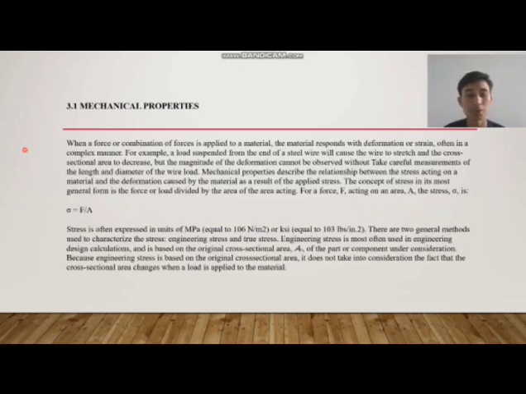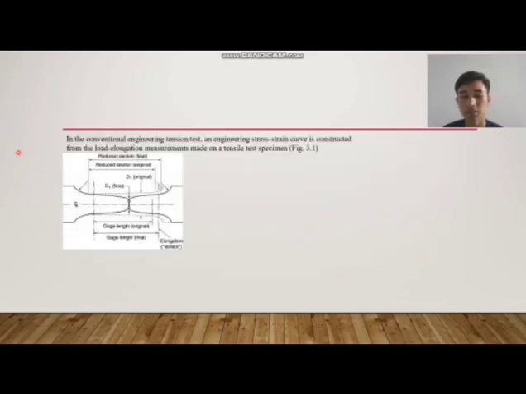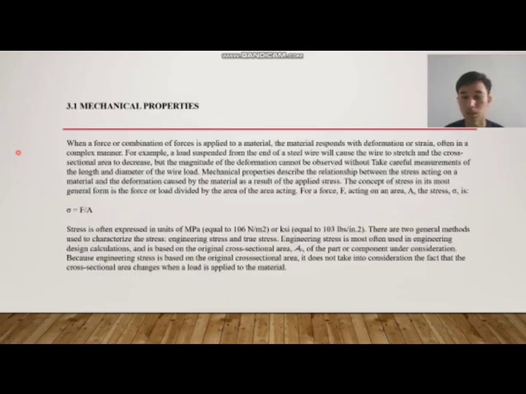Engineering stress is most often used in engineering design calculations and is based on the original cross-sectional area A0 of the part or component under consideration. Because engineering stress is based on the original cross-sectional area, it does not take into consideration the fact that the cross-sectional area changes when a load is applied to the material.